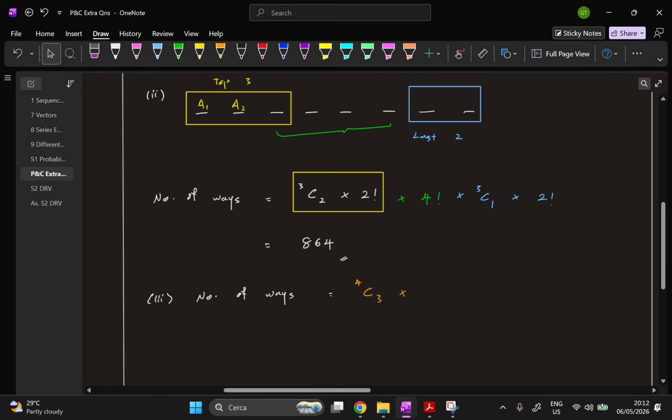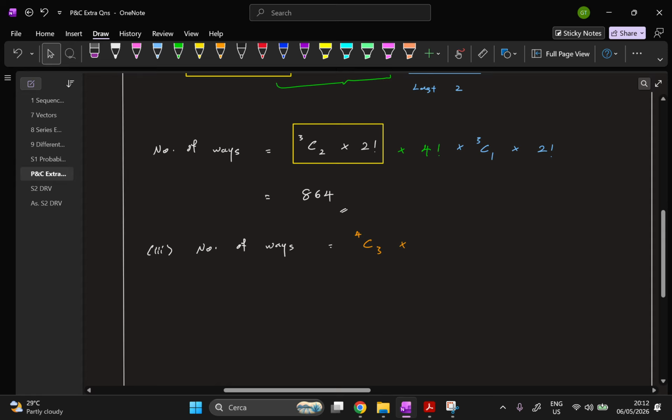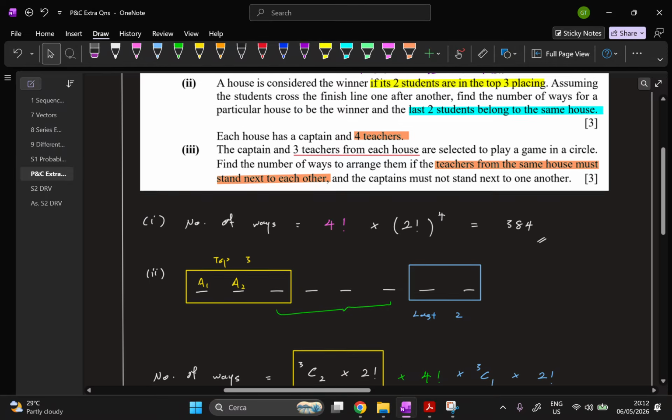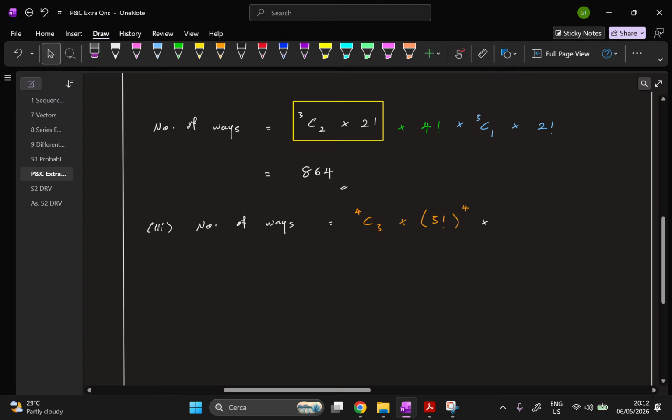And then these 3 within each unit, so this is still within each unit at a micro scale, can swap positions among themselves. And because there are 4 houses, this term applies for all 4 houses. So I'll stick a power 4. And then after that, we'll not worry about the troublemakers that need to be separated yet, and focus on the teachers who can be put together. So I have 4 groups of teachers, each of whom are behaving as one unit. So that's why only 4 distinct units, and arranged in a circle, so divide by 4.